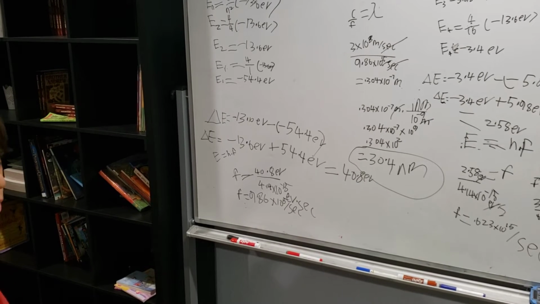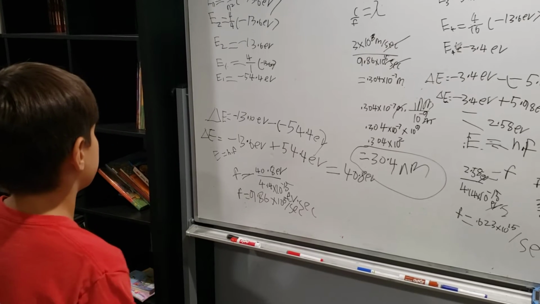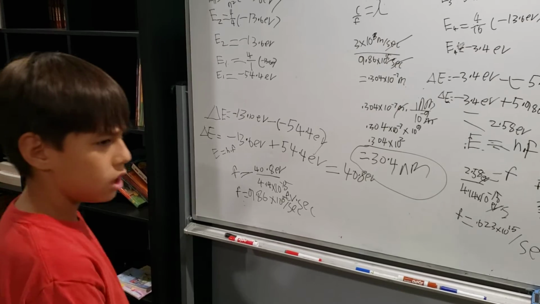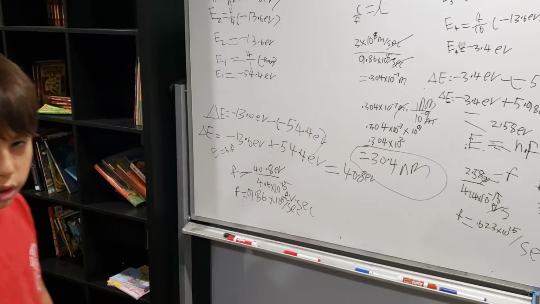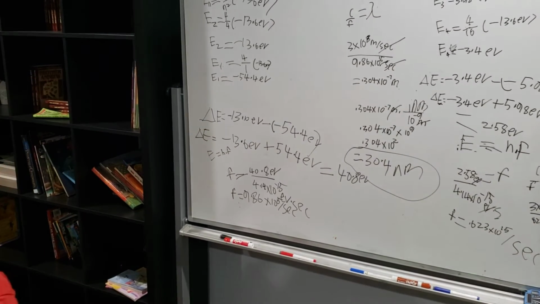You don't need to go into a specific number, but what formula do you use, once you know the energy, to find frequency? Frequency is E divided by H. E divided by H. What's H? Planck constant. Okay, very good.